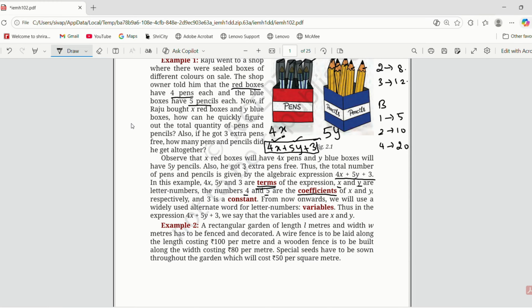So here the coefficients are 4 and 5 because we are having 4 and 5 in front of x and y. And the term which is free of variable is called a constant. So here there is only one such term, 3. So we are going to call that 3 a constant term.